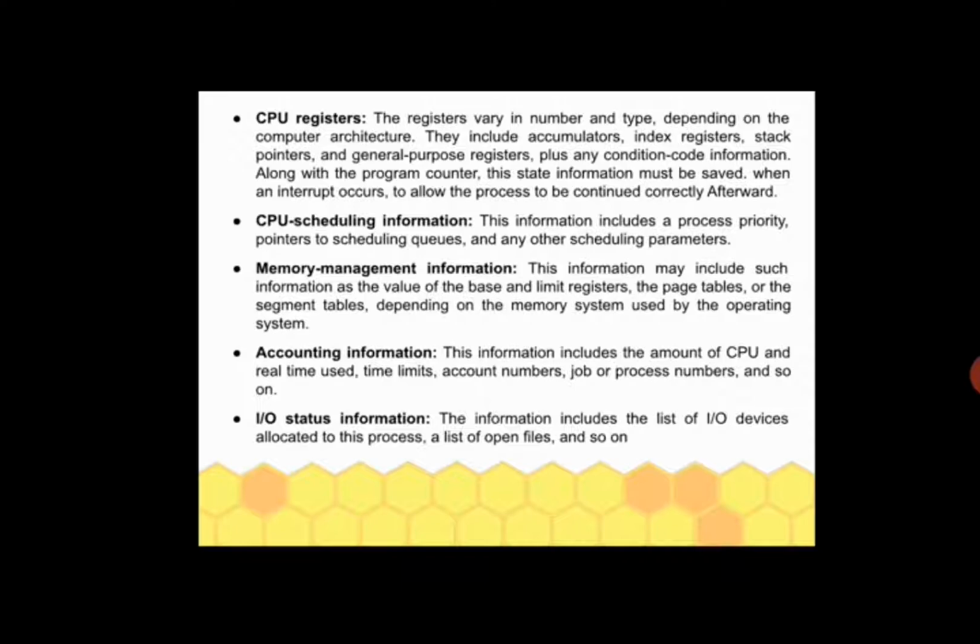Fine. Now CPU scheduling information. Whenever I say the scheduling concept, each and everything has to be scheduled, isn't it? They should not fight with each other. There may be n number of processes running concurrently, isn't it? So there may be so many processes in the system. That is the reason why I put that screenshot from my system in one of the slides in the previous video. Fine. So this information includes process priority, pointers to scheduling queues, and any other scheduling parameters. So based on the scheduling concepts, this will keep track of it.